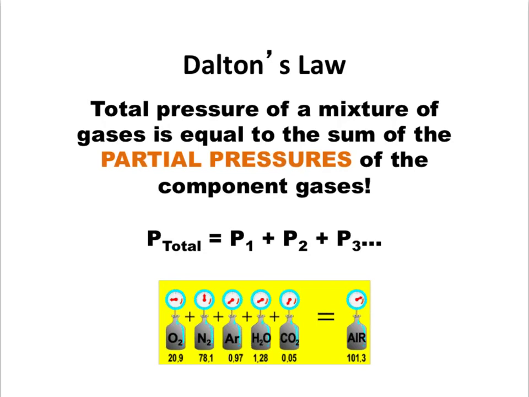Dalton's law involves what happens if you mix a bunch of gases. What Dalton's law says is the total pressure of a mixture of gases is equal to the sum of the partial pressures of the component gases. So the whole idea here is you take all the pressures of each of the individual gases that you're mixing, add them up, and you'll have your new total pressure of all the substances you mixed together.